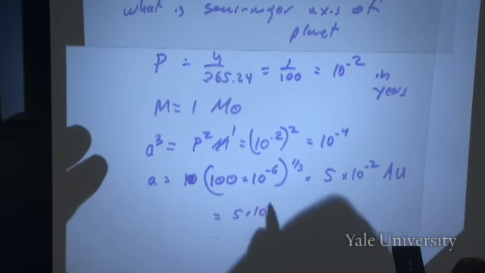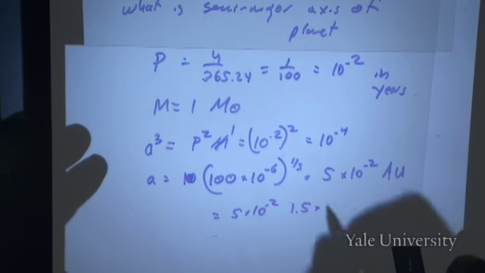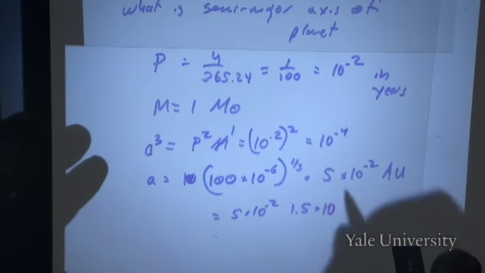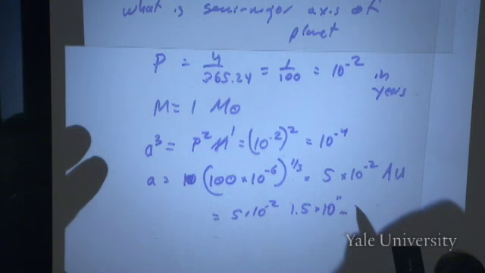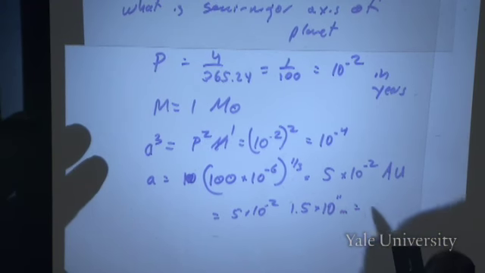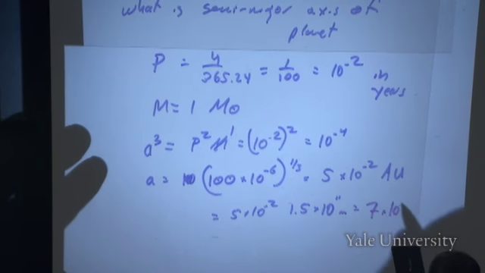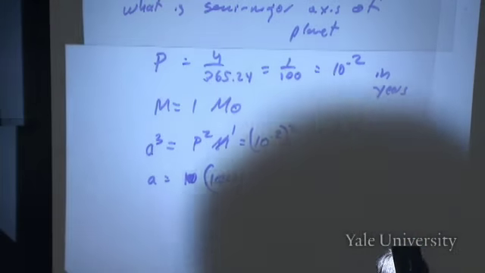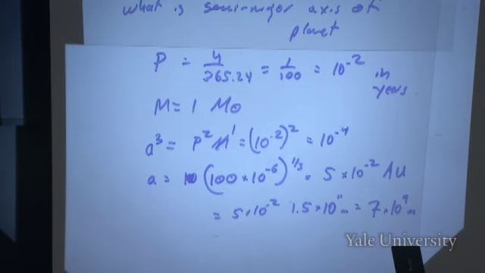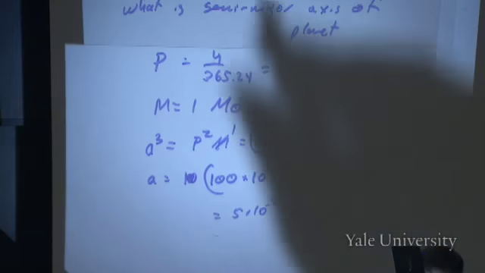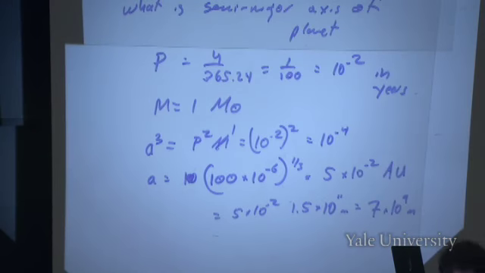5 times 10 to the minus 2, an astronomical unit is 1.5 times 10 to the 11 meters. 5 times 1.5 is like 7 times 10 to the 9 meters. So that's the semi-major axis. And if you go look at the lists of planets in our own solar system, what you'll discover is that's way closer than any of the planets in our own solar system, way closer to the star than Mercury is. I haven't used the y-axis yet.